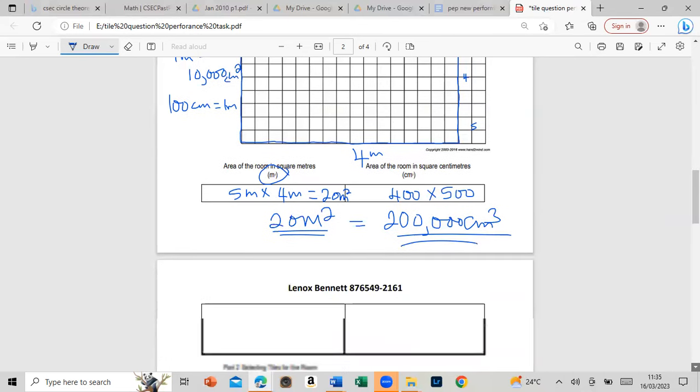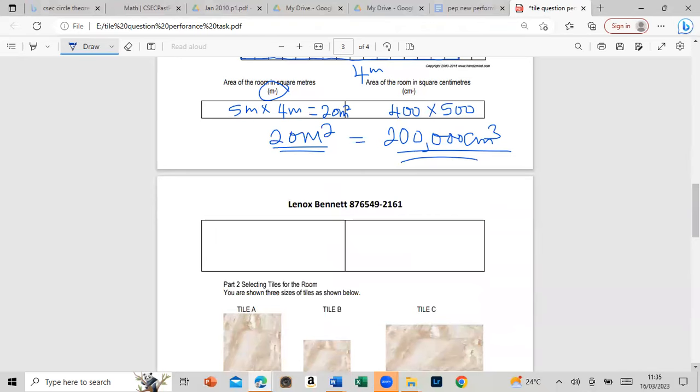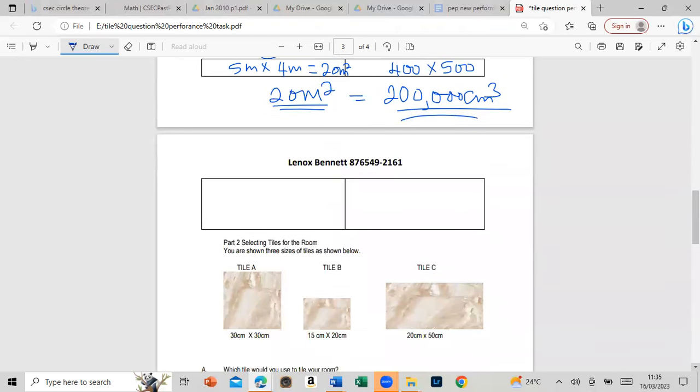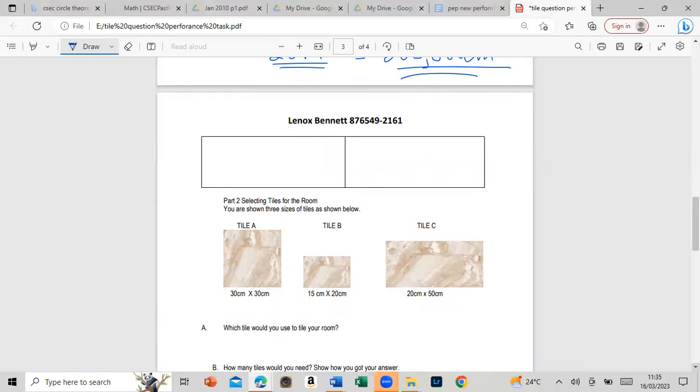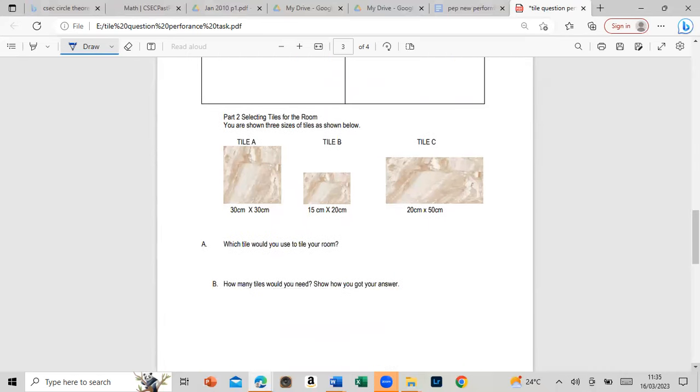All right, let's go. It says part 2 now. Part 2, selecting the tile for the room. You are shown 3 sizes of tiles as shown below. So we have tile A, which is 30 by 30. We have tile B, 15 centimeters by 20 centimeters, and tile C, 20 centimeters by 50 centimeters. Notice the units, very important.